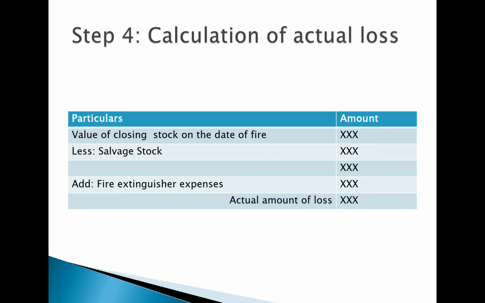After that, any expenses incurred by the company for fire extinguishing should be added, and they should be recovered from the insurance company. So, we are going to deduct the salvage value and add the fire extinguisher expenses. If we do these steps, we will get the actual loss incurred by the company by way of the fire accident.